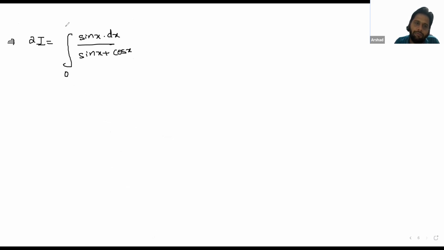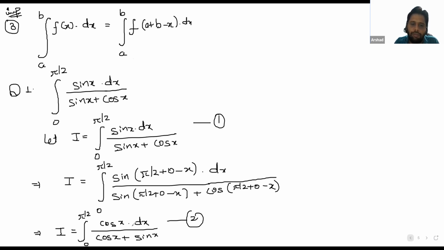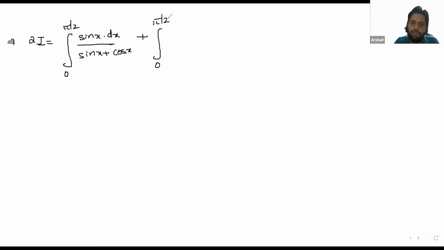Okay, this is 0 to pi by 2, plus, here it is 0 to pi by 2. If you see the second one, here you have cos x by sine x plus cos x dx.